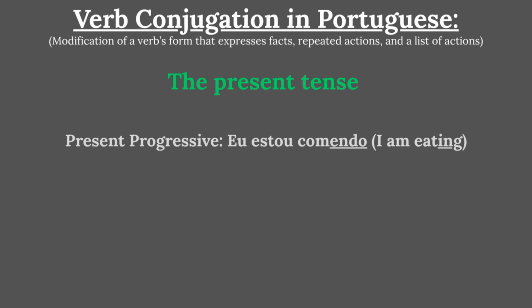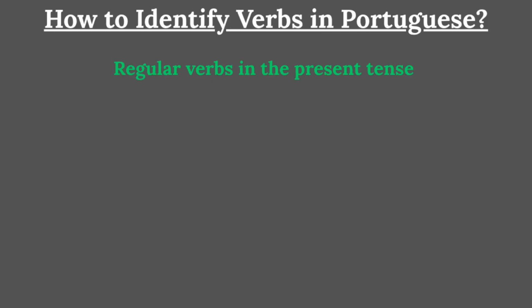To conjugate verbs in the present, we first have to understand how to identify Portuguese verbs. For now, we'll focus on the conjugation of regular verbs in the present. Although Portuguese has irregular verbs too, those will be shown separately in the next video. So, Portuguese verbs always have an infinitive ending that falls into three categories: -ar, -er, -ir.